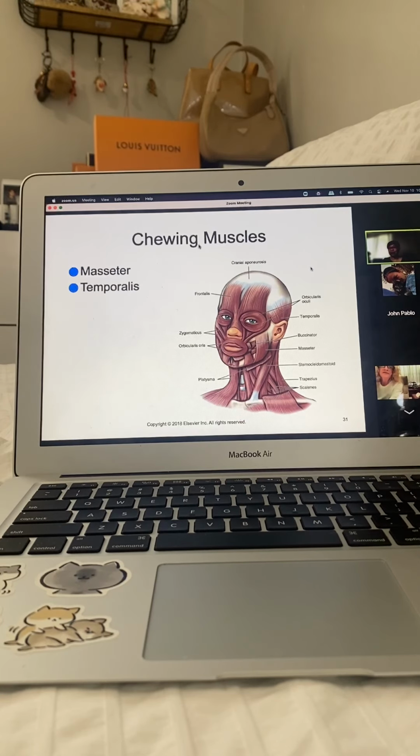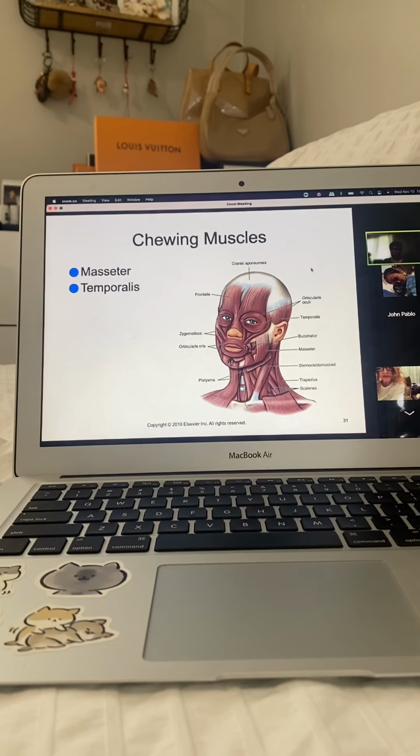The chewing muscles, it's only the masseter and the temporalis muscles. Buccinator, they say it's part of the chewing muscles, but it only opens the mouth so that you can hold food between your teeth. It's the masseter and the temporalis. These are the chewing muscles. Remember that.